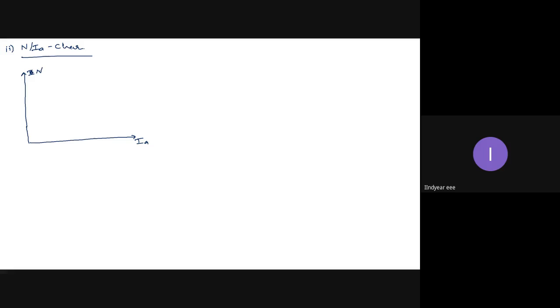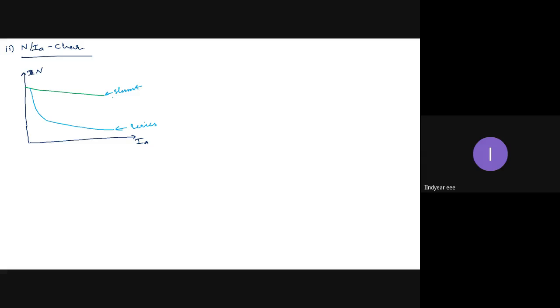Sorry, this is speed N. Okay, so for shunt motor, the speed is fairly remaining constant with respect to the armature current, and for series motor, it is decreasing. This is for shunt, okay, and for series, the speed is decreasing. This is for series.